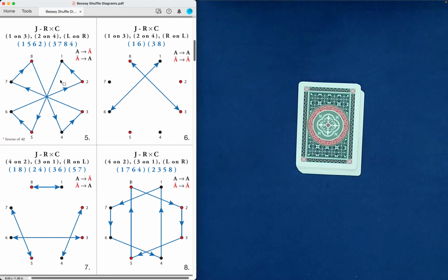I think we did 5 next. But 5 inverts it. Okay? So the reds and blacks kind of switch places, which is not a problem. And then down here, number 7 inverts it. So really the net effect, 2 of these leave it as is relative to its Bessey structure. And 2 of these convert it to the inversion of the initial Bessey structure.